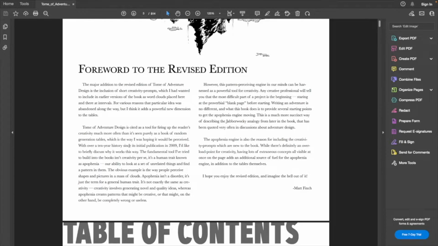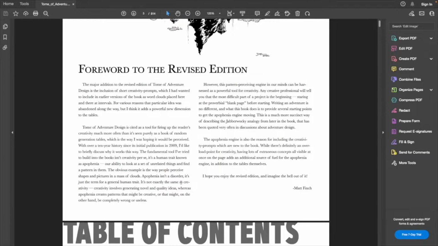With over a 10-year history since its initial publication in 2009, I'd like to briefly discuss why it works this way. The fundamental tool I've tried to build into this book isn't creativity per se, it's the human trait known as apophenia. Our ability to look at a set of unrelated things and find a pattern in them. The obvious example is the way people perceive shapes and pictures in a mass of clouds. Apophenia isn't a disorder, it's just a term for the general human trait.